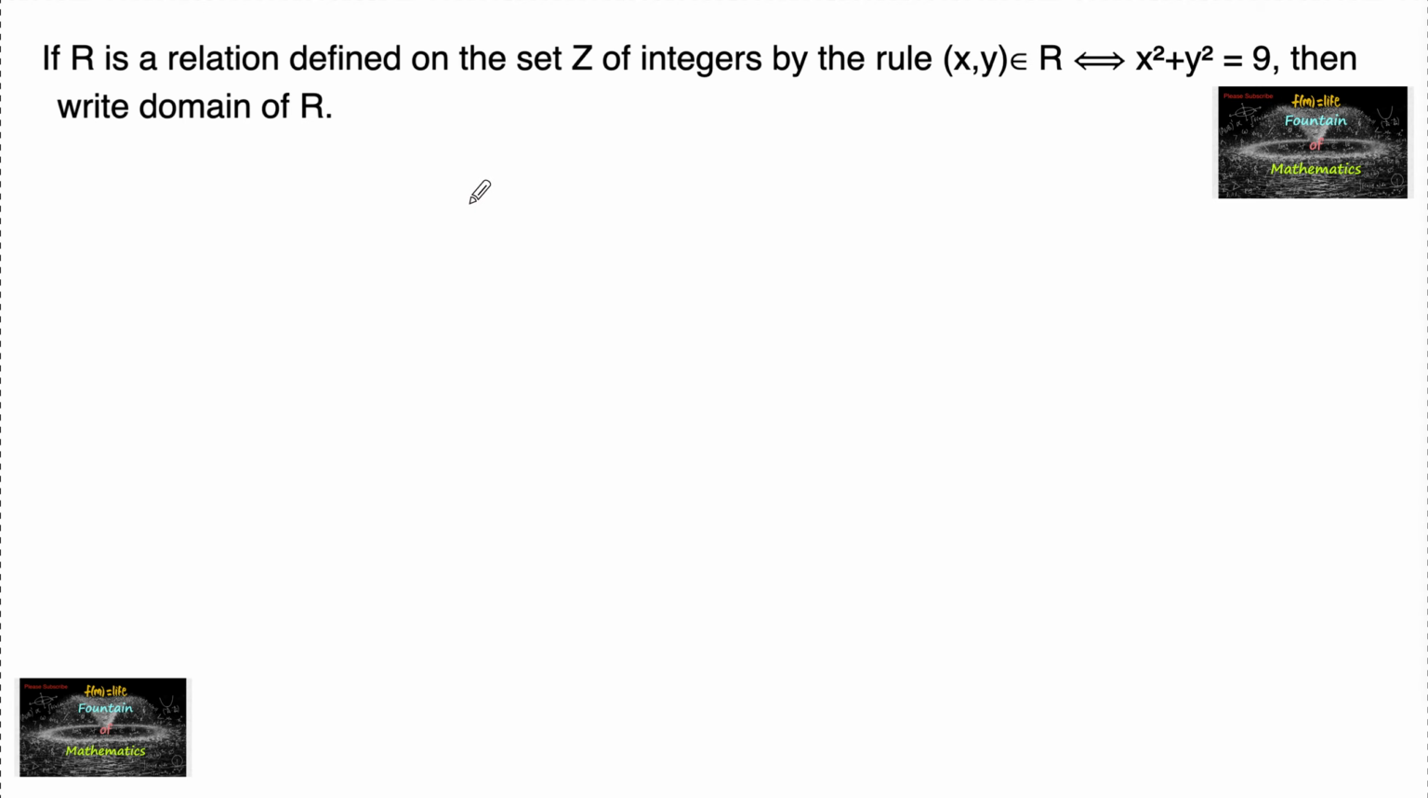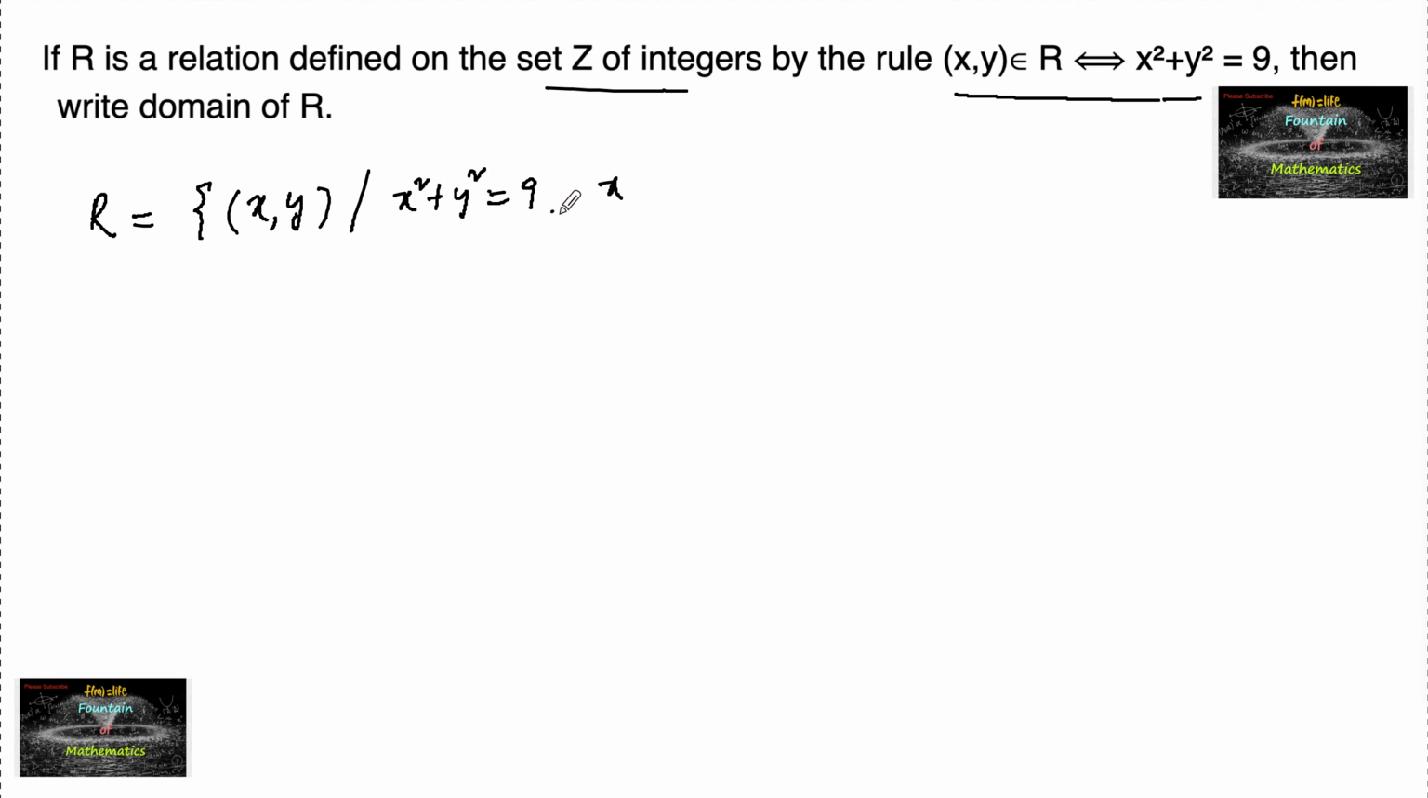If R is a relation defined on the set Z of integers by the rule (x, y) belongs to R if and only if x squared plus y squared is equal to 9, then write the domain of R. So given here the relation R is equal to {(x, y) such that x squared plus y squared is equal to 9}, where x and y are integers.